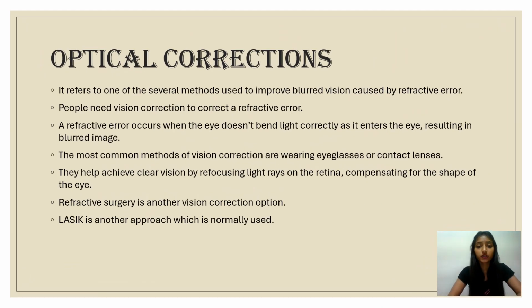So now let's see optical corrections. It refers to one of the several methods used to improve blurred vision caused by refractive error. People need vision correction to correct a refractive error. A refractive error occurs when the eye does not bend light correctly as it enters the eye, resulting in a blurred image. The most common methods of vision correction are wearing eyeglasses or contact lenses. They help achieve clear vision by refocusing light rays on the retina, compensating for the shape of the eye.